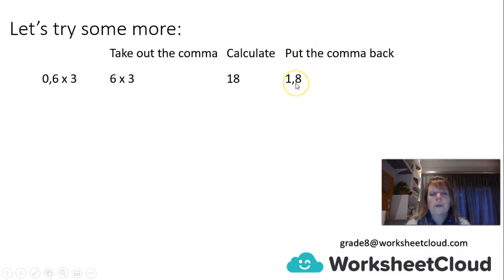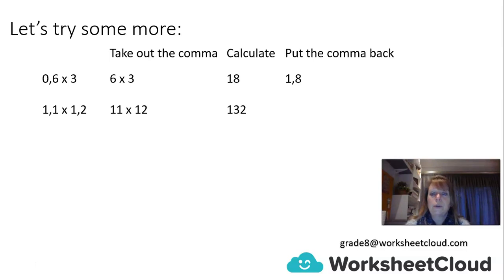Okay, so to make it easier, what we're going to do is take out the comma like we've done here. We're going to multiply it out, get our answer, and then put the comma back. It saves that step of converting everything into the fraction form. So there we've got 1,1 times 1,2, which is actually 11 times 12. We know what 11 times 12 is.